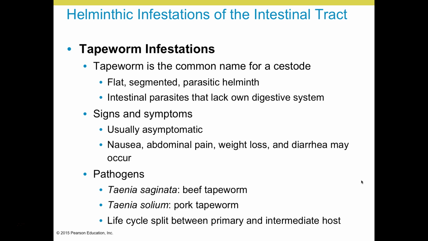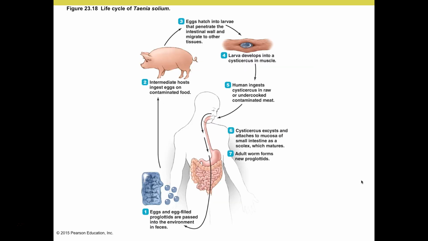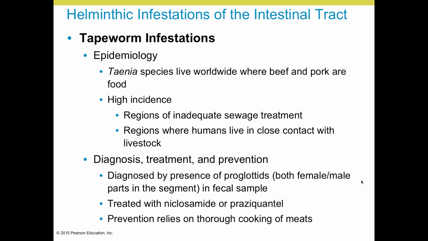And how does it work? Well, the life cycle is right here. Okay, and as you can see, if you have a pork tapeworm, it is because you did not cook it thoroughly, and then it can grow in your own intestinal tract. Okay, how do you get this high incidence? Inadequate sewage treatment, and also when humans live in close contact with livestock.